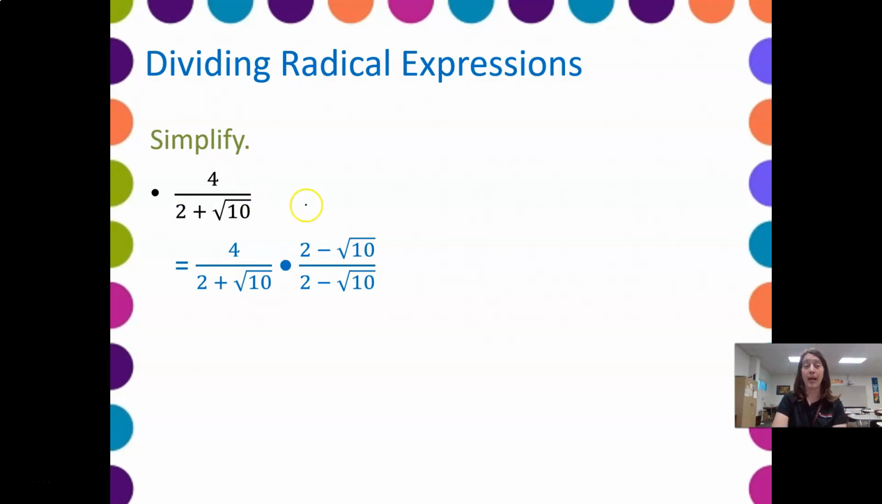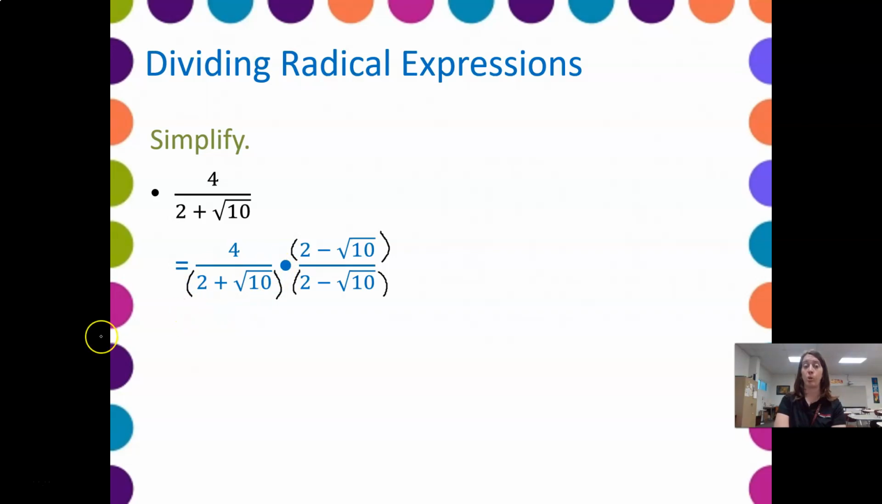Something that might help you guys as you're working through these questions, since these have two different terms, if you want to go ahead and put parentheses around them in your question, you're more than welcome to do that. Usually I don't, but that might help you guys as we're learning these kind of questions.